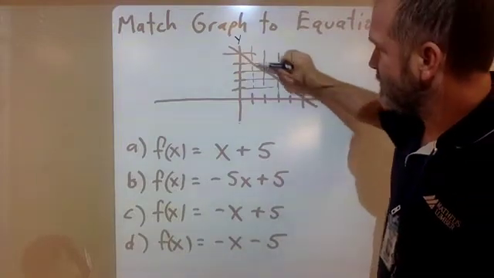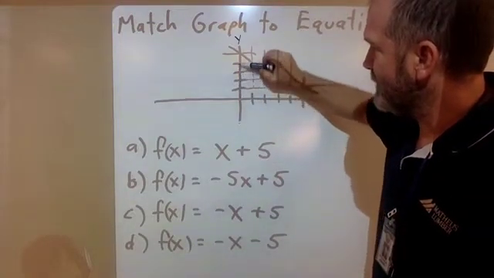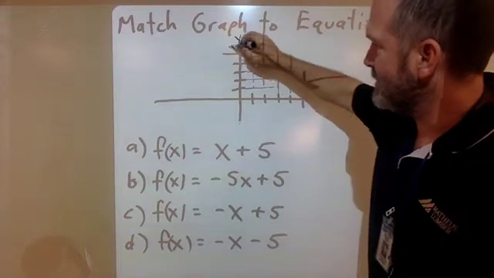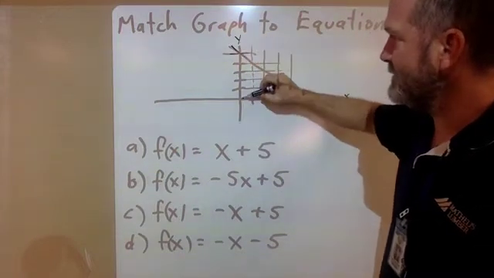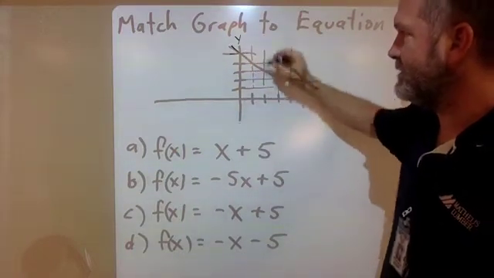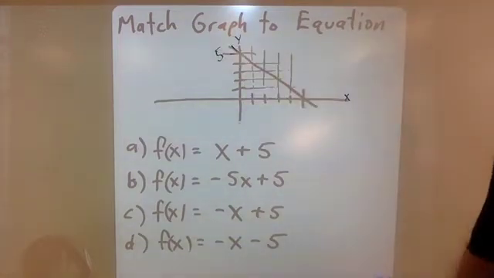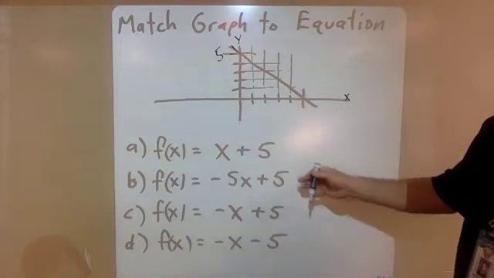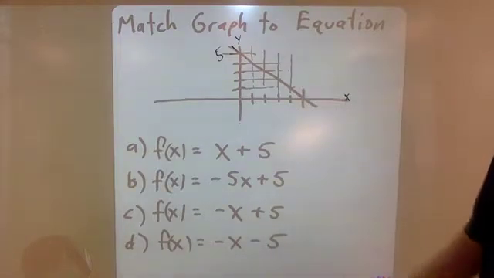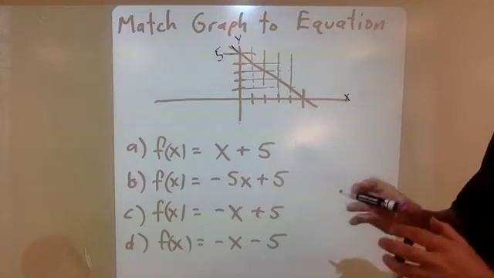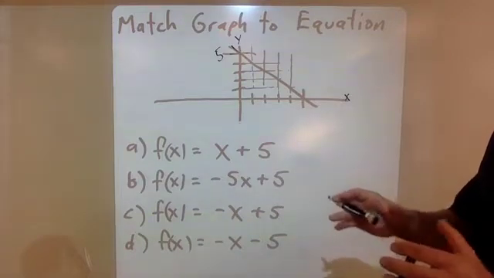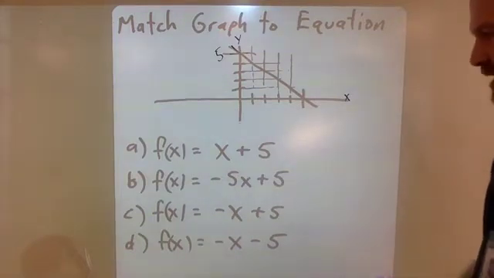The line crosses the y-axis 1, 2, 3, 4, 5 spaces up. That means it's positive because it's up from the origin, and it crosses at 5. So your y-intercept is 5. That means you're looking for an equation that says plus 5. Not 5x. The number that's with x is the slope. The number that's by itself is the y-intercept.